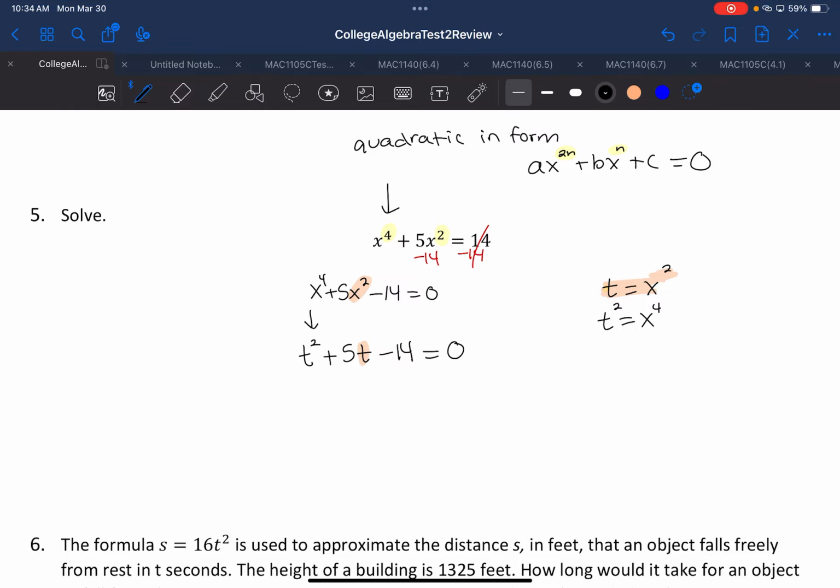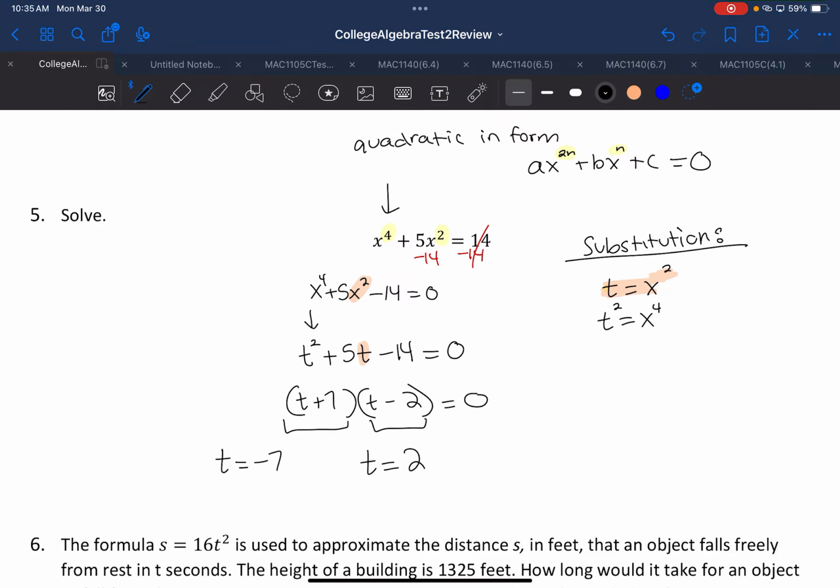So now this is a regular quadratic. And this will factor. I need two numbers that multiply to give me negative 14 and add to give me 5. So that would be 7 and negative 2. And now my variable is just t, so this would be t plus 7 and t minus 2. And then what you do now is you set each of these equal to 0 and solve just like normal. So t would be equal to -7 and t would be equal to +2 after I set those equal to 0 and solve.